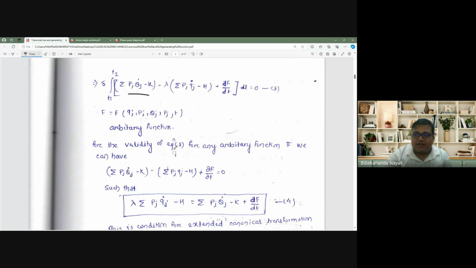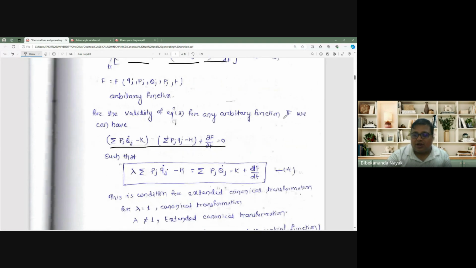So for the validity of this above equation, what do you say? Since this is arbitrary, this integrand must be 0, which implies that lambda (λ) multiplied with small pj qj dot minus h is equal to capital Pj Qj dot minus k plus df by dt, or del f by del t.